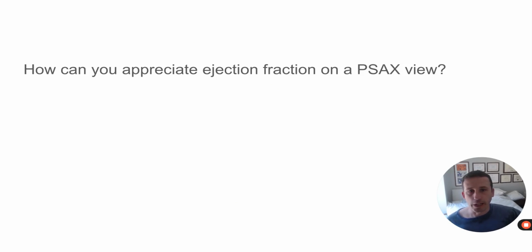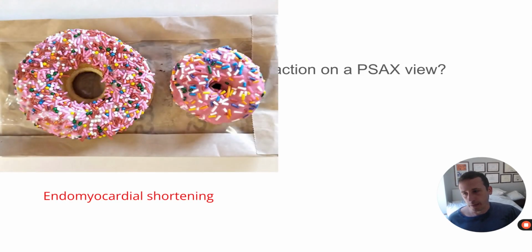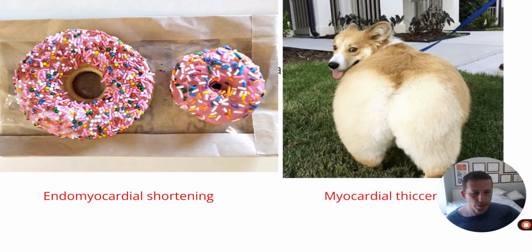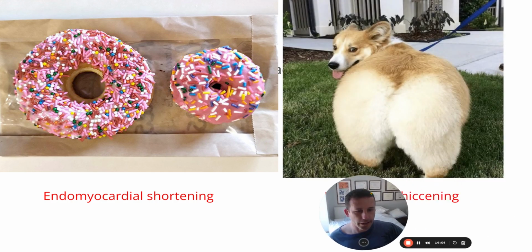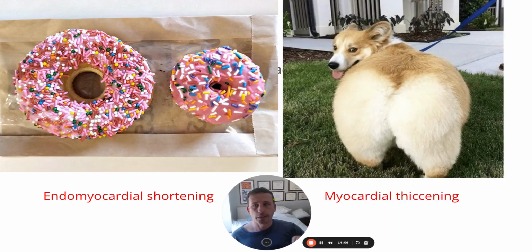So how can we appreciate ejection fraction? We talked about endomyocardial shortening, right? How close do those walls come together with each squeeze? And also our myocardial thickening. So how thick does it get each time it squeezes? The chamber size should decrease by about 30 to 50%. That's your shortening. And then it should thicken by about that much too, by about 50%.